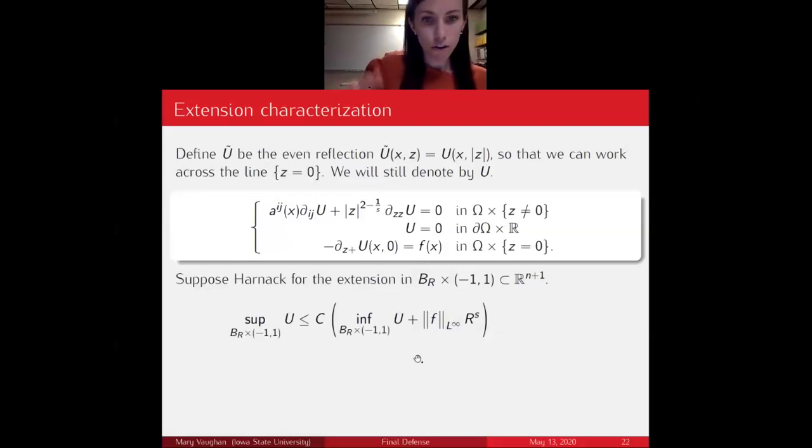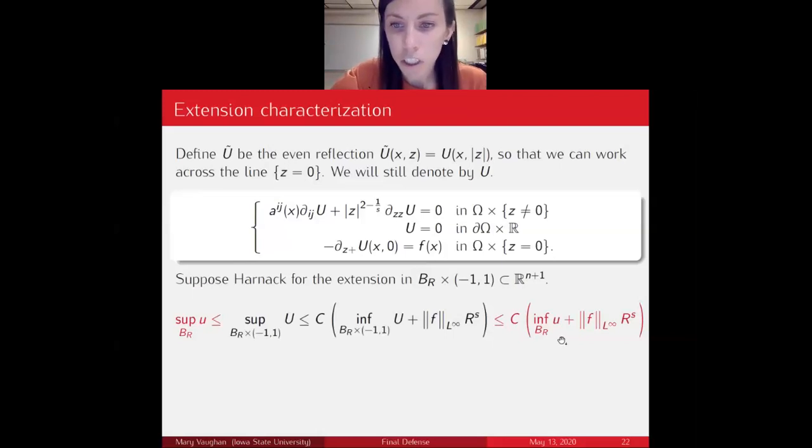Now, by taking the trace of capital U across z equals 0, capital U is little u, and since the set B_R in x is smaller than B_R cross (-1, 1), the supremum is indeed smaller, which gives us this inequality. On the other side, similarly, by taking a smaller set B_R, the infimum is larger. So we have that the infimum of capital U across this set is smaller than the infimum of little u.